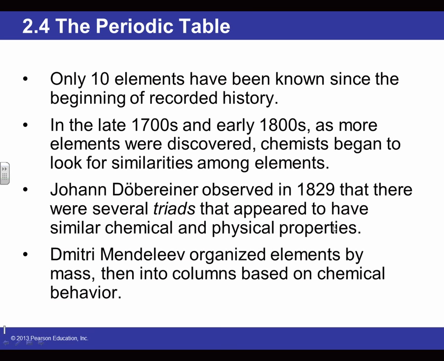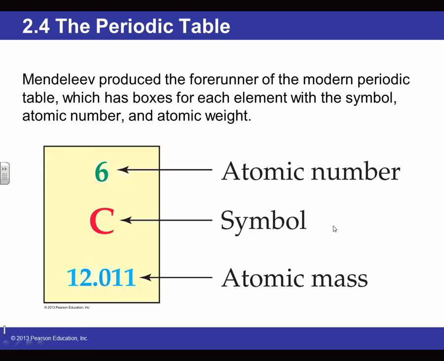And it wasn't until later that we got our father of the modern periodic table, who was Dmitri Mendeleev, who organized the elements by mass and into columns based on chemical behavior. Now, what's also interesting to note about Mendeleev is that he was able to predict elements in the periodic table that had not even been discovered yet based on his arrangement of the periodic table. And so he is known with the early prediction of the modern periodic table that we know today.